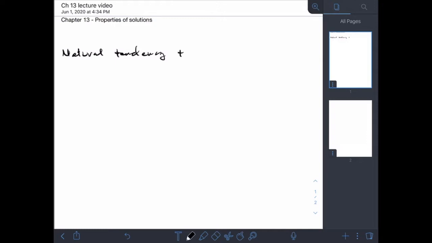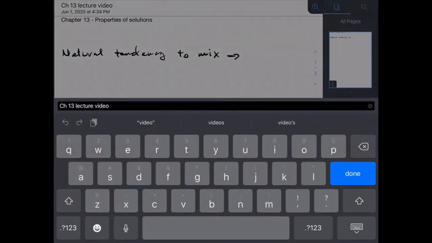But there's a natural tendency to mix, which is generally a spontaneous thing.